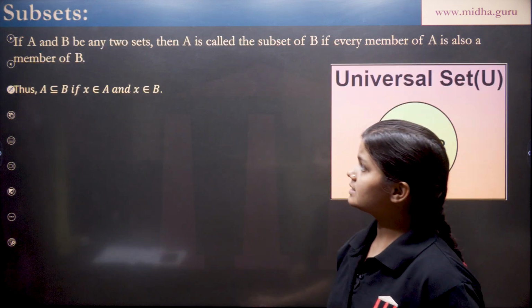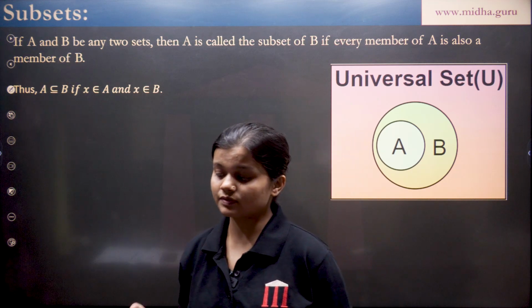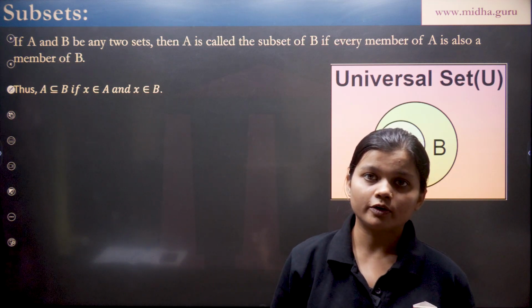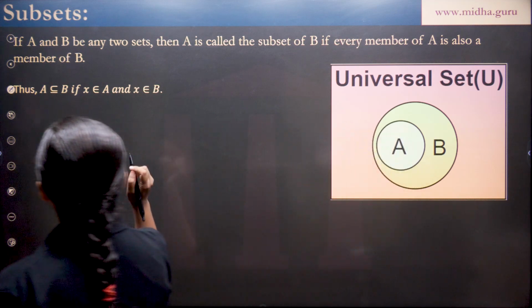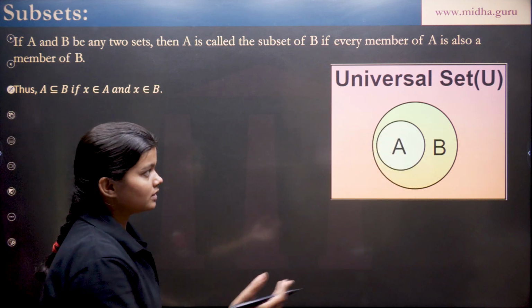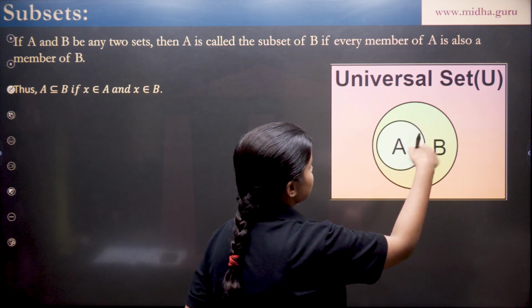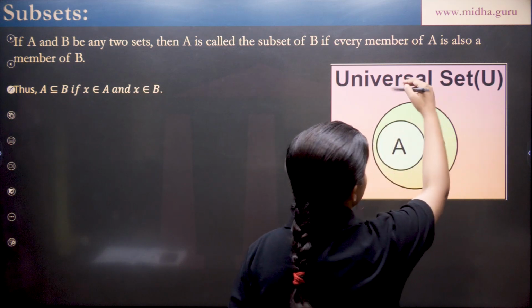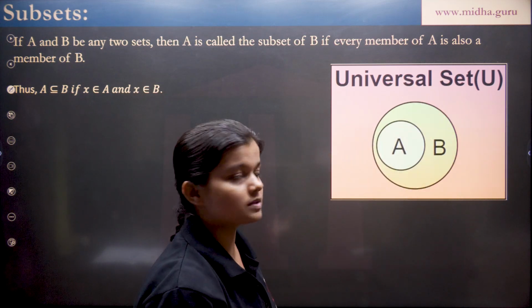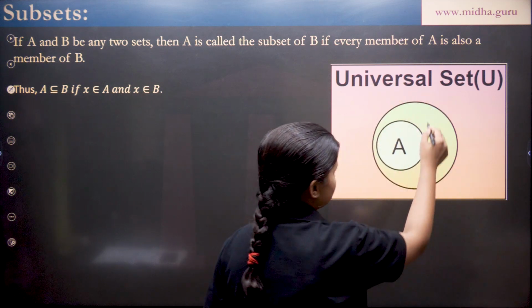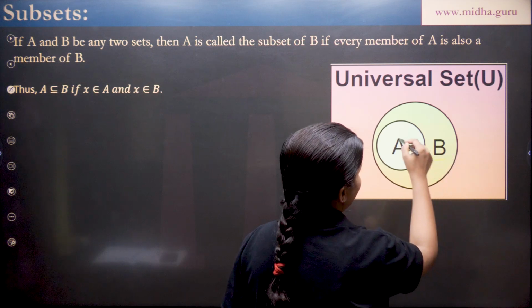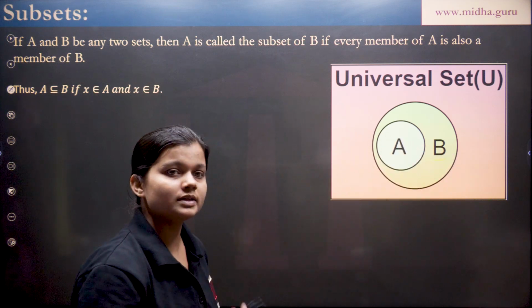Next is subset. What is a subset? This is a very important topic for this class and also for your further classes. Let's understand this with the help of this figure. This is a universal set, and we have already discussed what a universal set is. The pink one is the universal set, the green one is set B, and the blue one is set A.